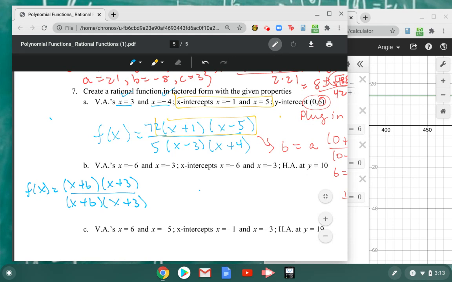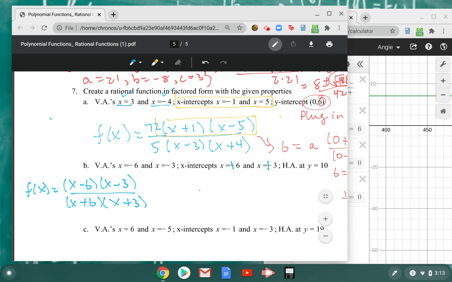And then a horizontal asymptote. You know what? Let's change this a little bit because I think that's a typo. Let's make those both positive. Otherwise, it would just all cancel. So I'm going to make these guys positive here. So in the numerator, I want x minus 6 and I want x minus 3. And we have a horizontal asymptote at y equals 10.